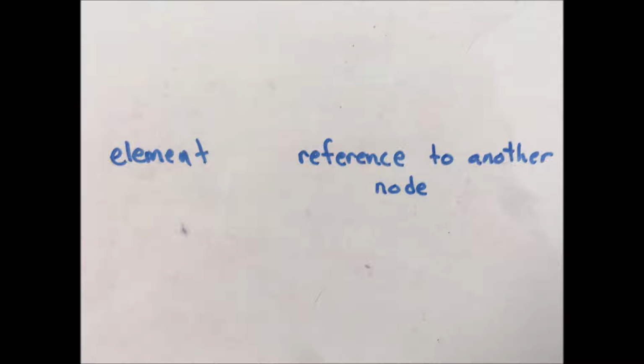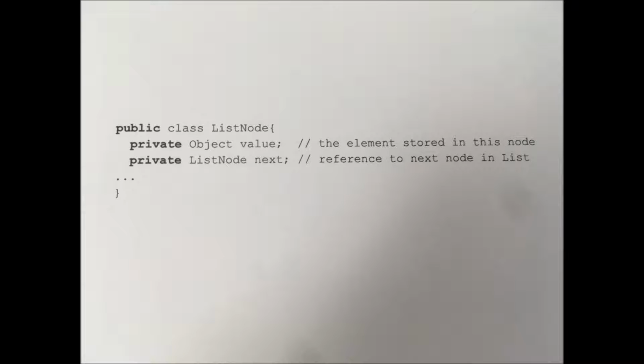This can be implemented as a Java class for a node using an instance variable to hold the element, and a second instance variable that is the reference to another node as follows. The declaration seems circular, and in some ways it is, but the compiler will allow such definitions.